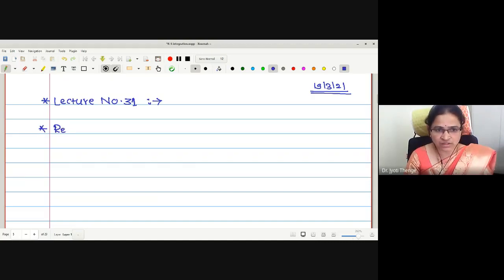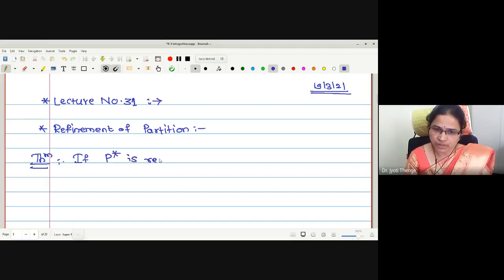Actually, we have started the theorem in the last lecture, correct? But due to network issue, we couldn't complete it. So let us start from the beginning and we will try to complete the theorem today. Under the refinement of partition, we are going to study this theorem, where the theorem tells that if P star is a refinement of capital P, then prove that.